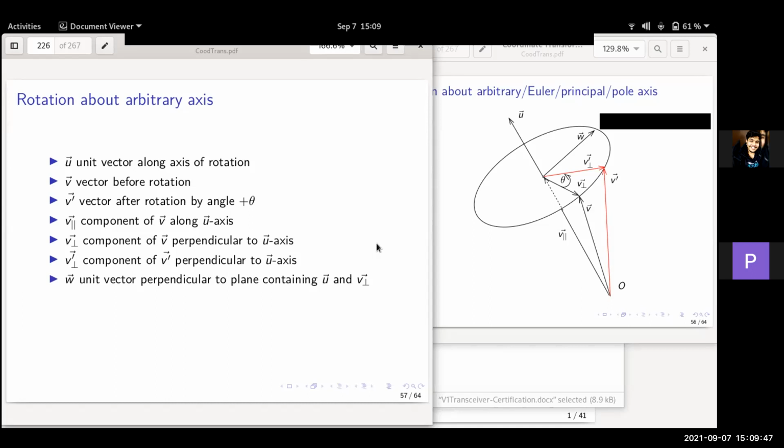Let us consider one more vector w, which is a unit vector in the same orthogonal plane. It is perpendicular to both u as well as v perp. Basically, it completes one more coordinate system there, or along the orthogonal plane, v perp and w span the complete plane, or they behave like an orthogonal basis for that plane. The problem statement is basically this. We need to express v dash in terms of u, v, and theta. This is what we are going to do.